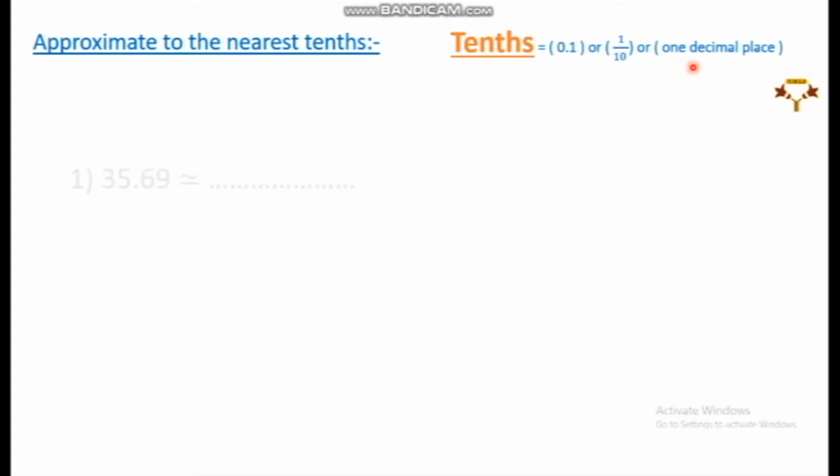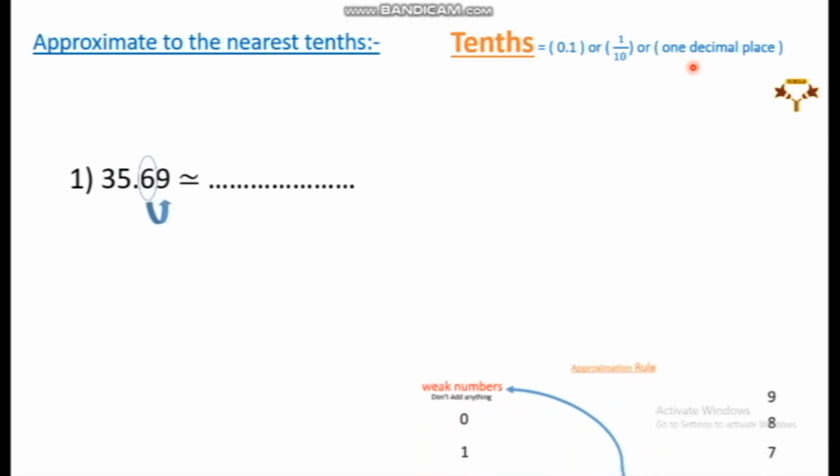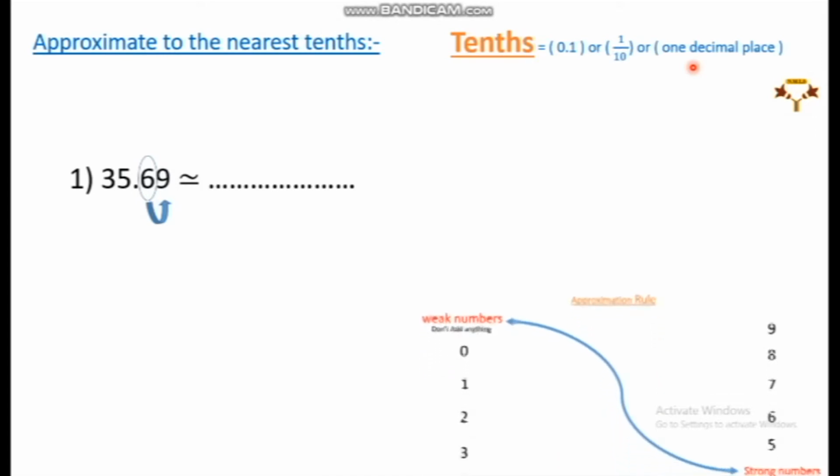So let's see the question. Here we have 35.69. We need to approximate it to the nearest tenths. First of all, what will we do? First, we circle the tenths place digit, and we look at the digit after it. Excellent. And now let's ask about the 9. Is this 9 from the weak numbers or from the strong numbers? Let's remember together.